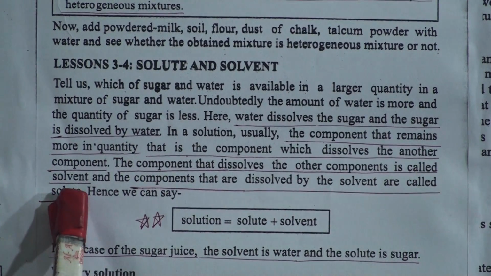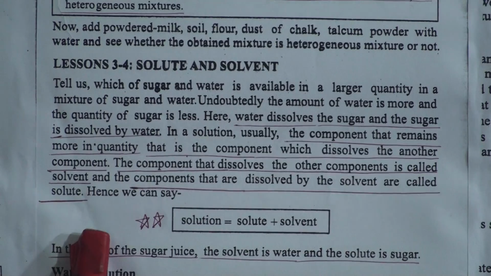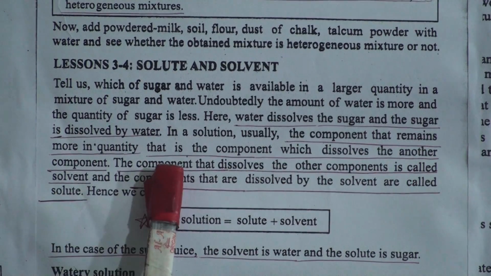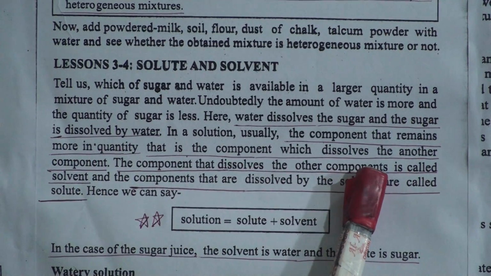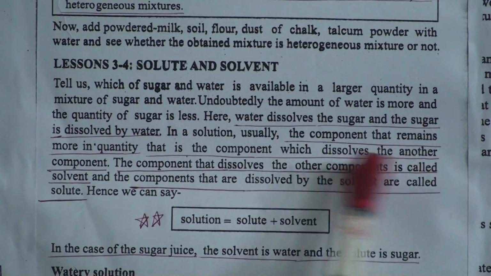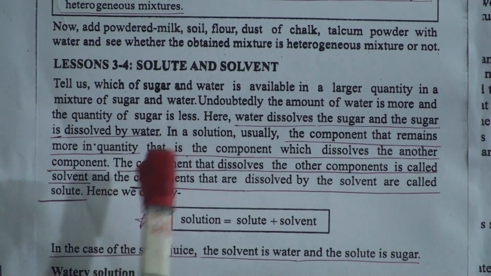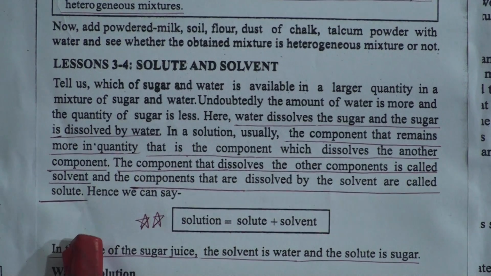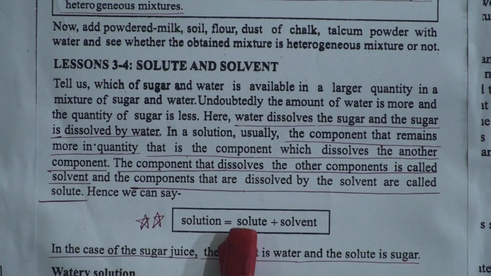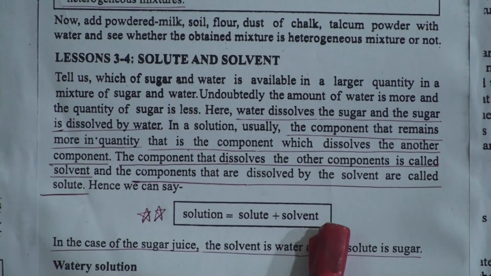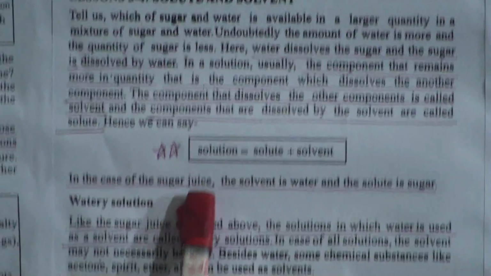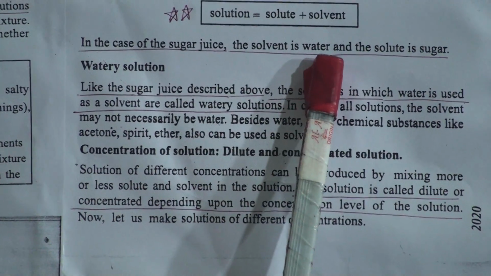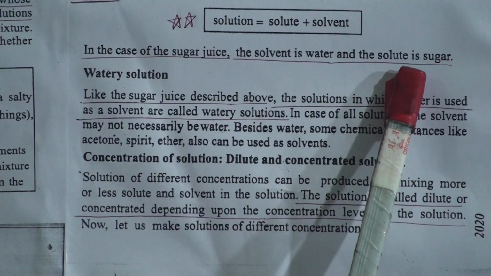Like when we make a juice, orange juice or lemon juice, the component that dissolves the other components is called solvent, and the components that are dissolved by the solvent, like sugar or salt, are called solute. So here, solution equals solute plus solvent. In the case of the sugar juice, the solvent is water and the solute is sugar.